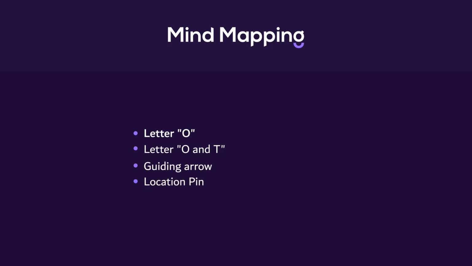In the first point, we will prefer the client's suggestion, which is letter O. And we can also use the combination of letter O and letter T. As the company is also providing the guide with the tours, so we can also use a guiding arrow. As a travel agency, one of the most important points is the destination. So to specify the destination, we can use a location pin, or you can also say a map pin.